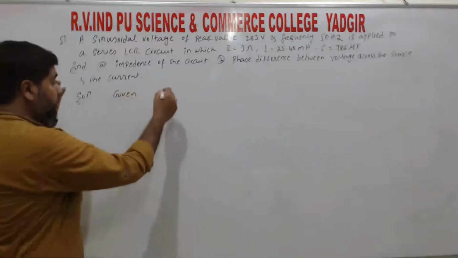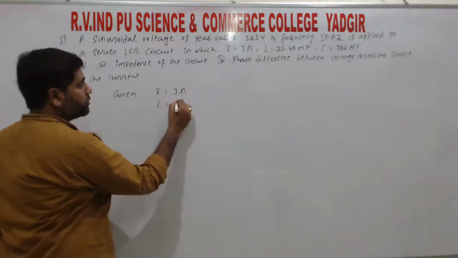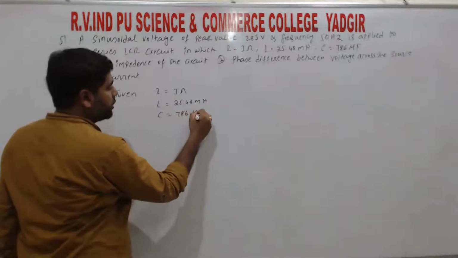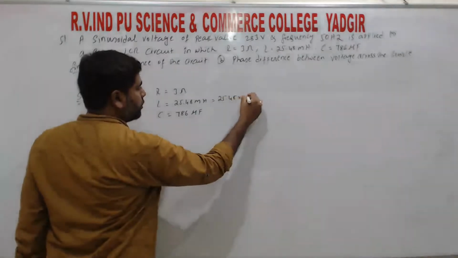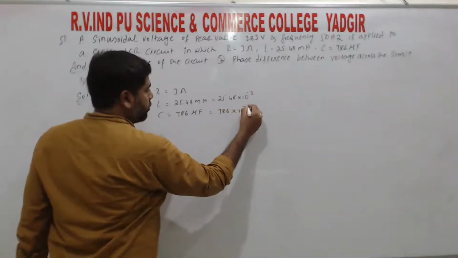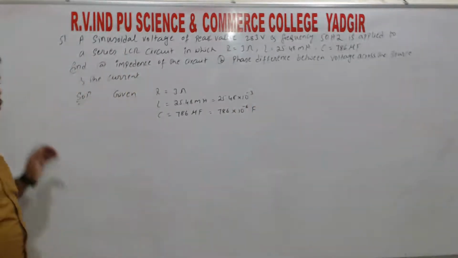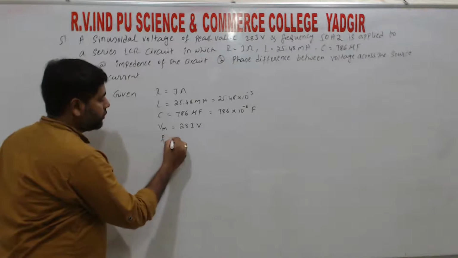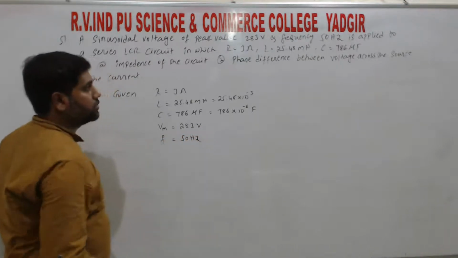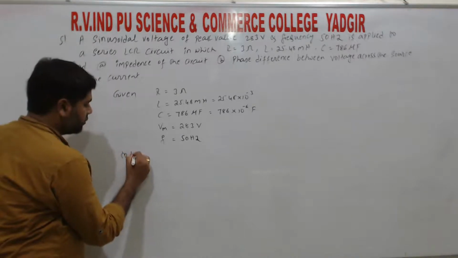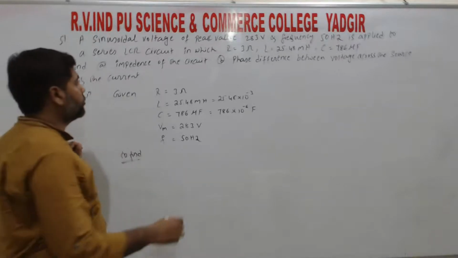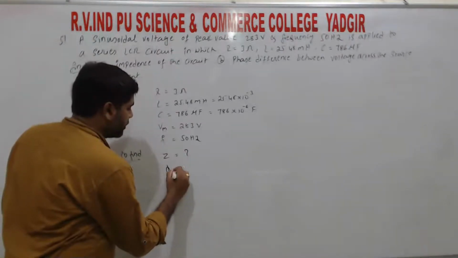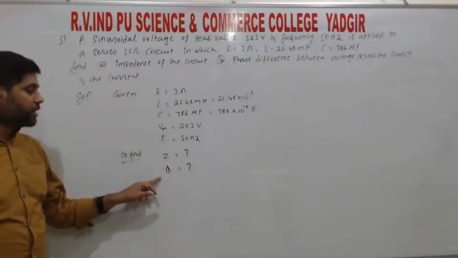given a series LCR circuit, what is given to us is R is equals to 3 ohm, inductance L is equals to 25.48 millihenry, right? So capacitance C is equals to 786 microfarad. So that is 25.48 into 10 to the power of minus 3, 786 into 10 to the power of minus 6 farad. And the given peak voltage, that means Vm is given, not VRMS, right? So that is 283 volts, and the given frequency F is equals to 50 hertz, right? So what we need to find is the impedance of the circuit Z and the phase difference between the voltage across the source and the current, that means phi value.